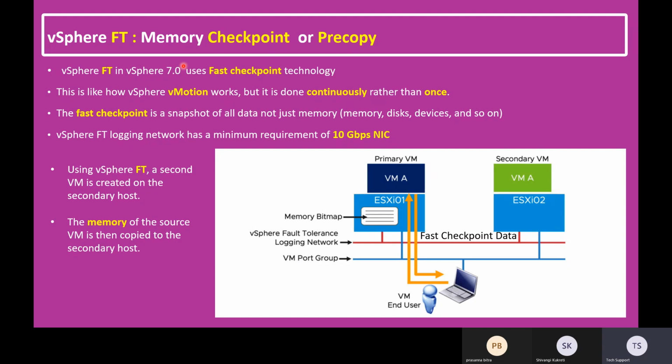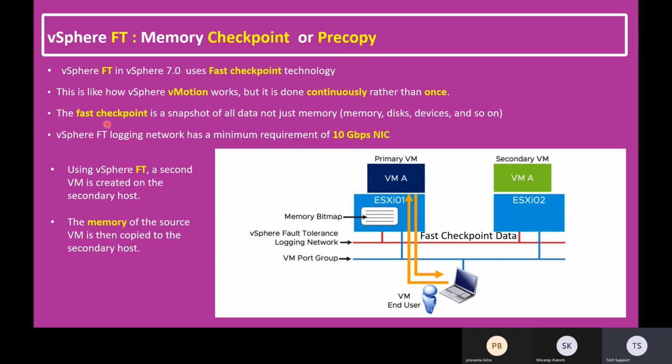vSphere FT in vSphere 7.0 uses fast checkpoint technology. Okay, this is an important point. In some interviews or the VCP certification exam, they will ask what technology is used in FT. The technology name is fast checkpointing. But in our previous vSphere editions, the technology was called vLockstep technology. From the 6.5 edition onwards, the name changed to fast checkpointing technology. This is like how vSphere vMotion works, but it is done continuously rather than once.